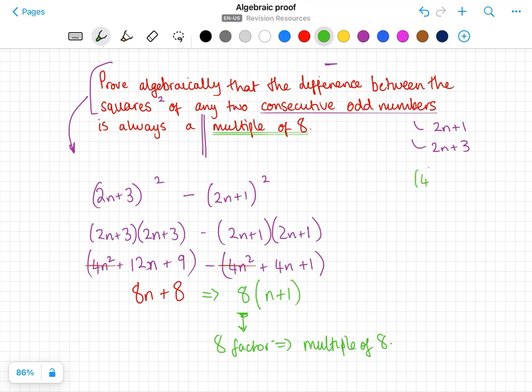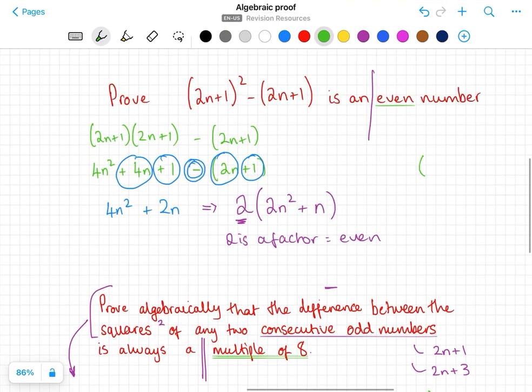This question is typically about 4 marks. This question, 2 to 3 marks.